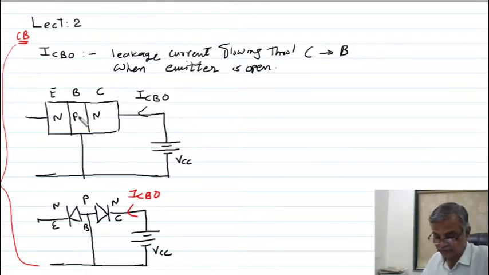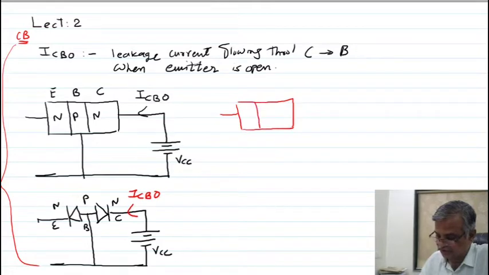Now look, I am showing you this transistor circuit from our previous lecture. N, P, N. This is your forward bias. This is your reverse bias.